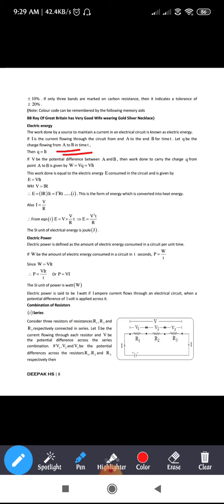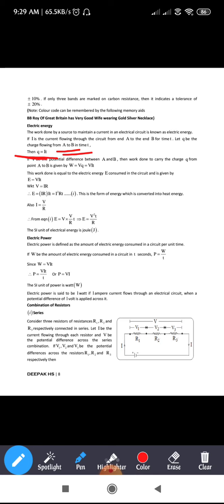So let us say that V is the potential difference between A and B, so the work done comes out to be W is equal to V into Q. According to the definition of electric potential, V is equal to W by Q, right? So if you take W on the left hand side, W comes out to be V into Q. In the value of Q, we are going to substitute IT. So hence the value of W comes out to be VIT.